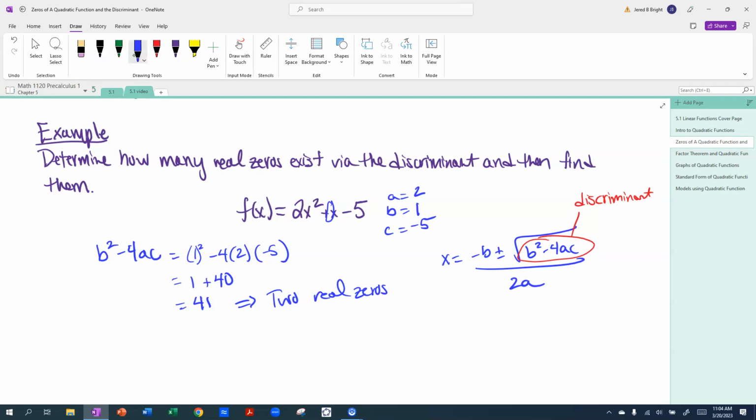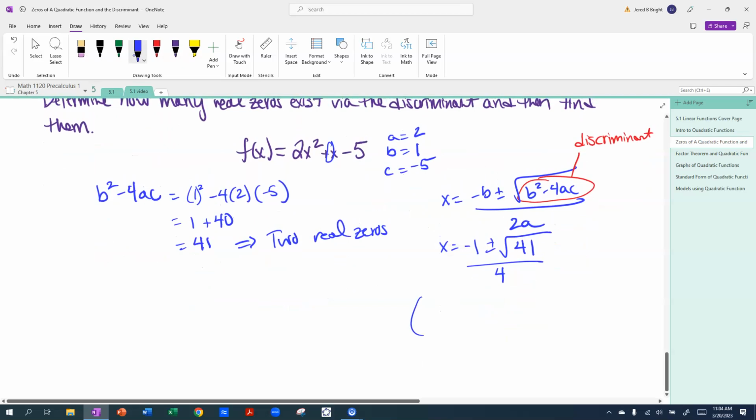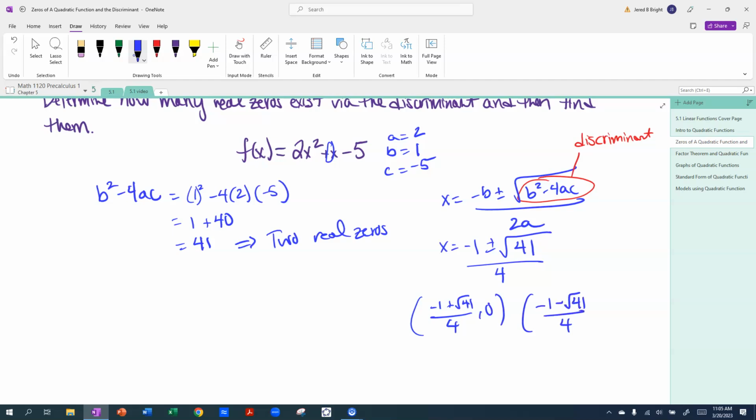So calculation-wise, when you're going through the quadratic formula, your calculation is actually sped up. Negative 1 plus or minus the square root of 41 all over 2 times a, so that's 4. And so there I've gone ahead and found them. If you really wanted to, you could write them out as 2 points, so negative 1 plus the square root of 41 over 4, comma 0, and then the other value on your horizontal axis would be negative 1 minus the square root of 41 over 4, comma 0. And there you go.